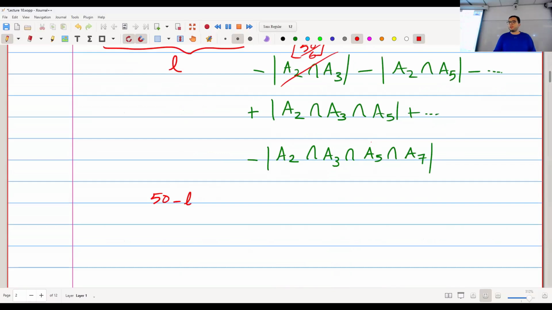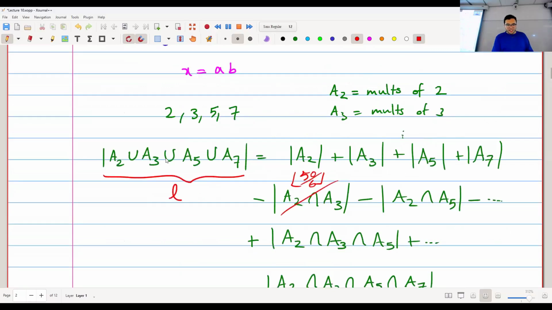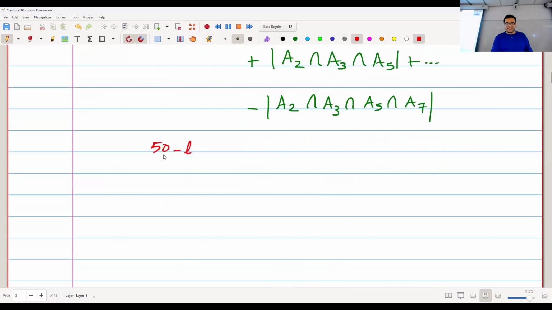So I remove the multiples, but I have to still do some adjustments. So 2, 3, 5, and 7 are themselves counted here, right? So plus 4. There is also a minus 1 at the end. Yes, because 1 is not a prime number, right? So this is my answer.